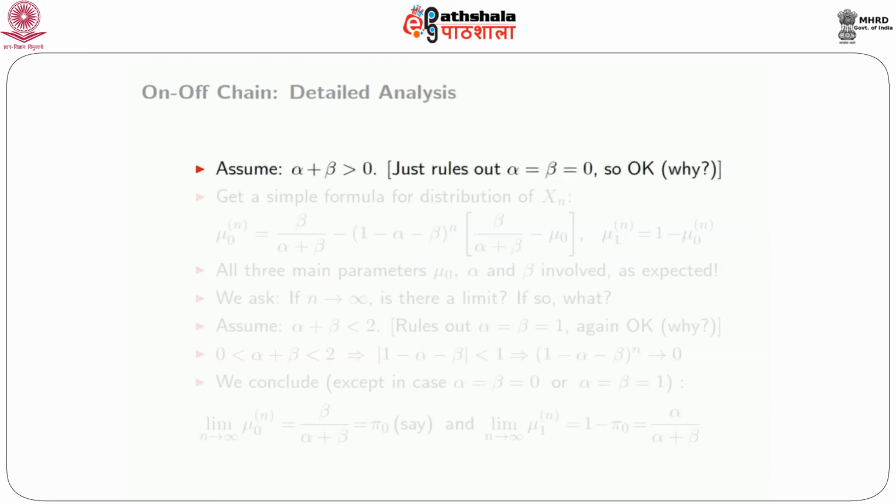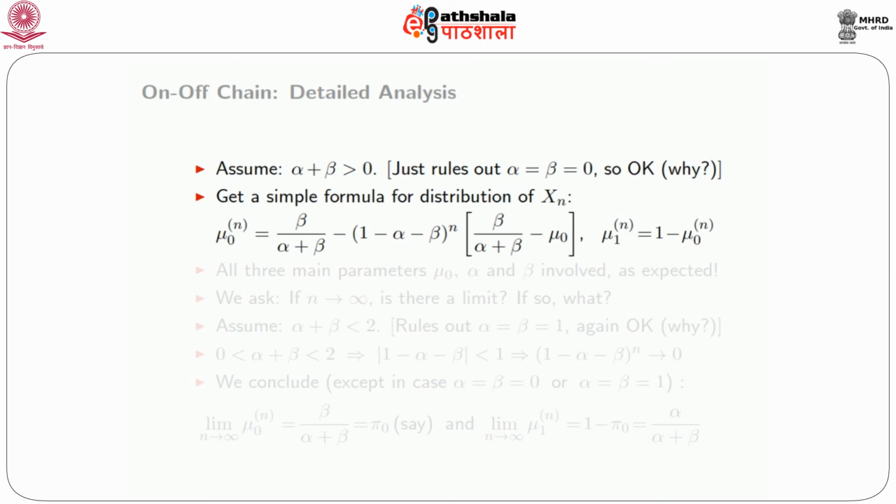Remember, alpha and beta are probabilities, so alpha and beta are both non-negative. So we assume that alpha plus beta is strictly positive. It simply rules out that both alpha and beta are equal to 0. And it's okay. Think about what it would mean if alpha and beta were equal to 0, to convince yourself that this is not such a big restriction. So this tells you that 1 minus alpha minus beta is not 1, which means that you can now apply that formula for the sum of a geometric progression, and you get this one. And this is a nice expression for mu0n in terms of mu0.